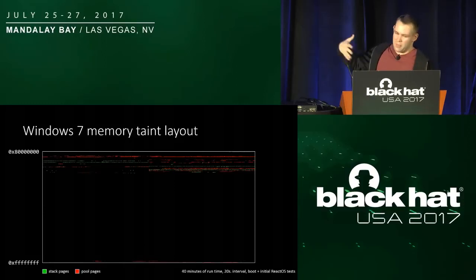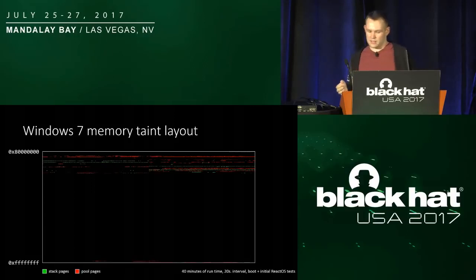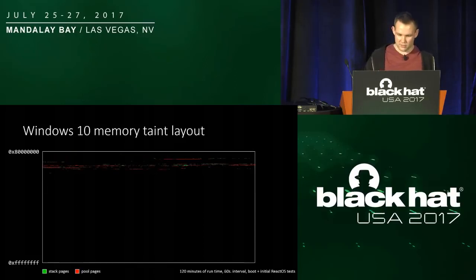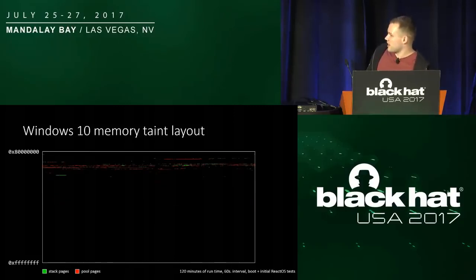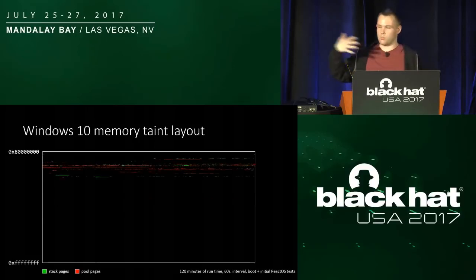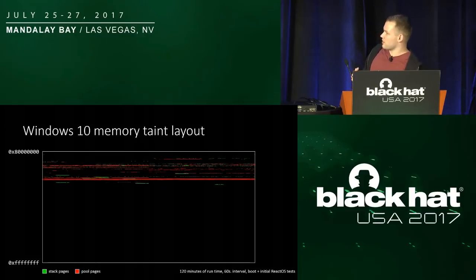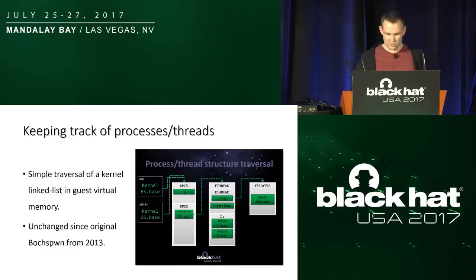Now we can see what the patterns are in Windows when it boots up and when you start some applications. That's 40 minutes of runtime, with a new snapshot being taken every 20 seconds. I find that quite interesting myself. And here you can see a similar image on Windows 10, over 120 minutes with a snapshot taken every 60 seconds because the boot time was much longer on the Bochs emulator. You can see that much more memory is consumed by the operating system, and the patterns in which memory is allocated are also quite different.